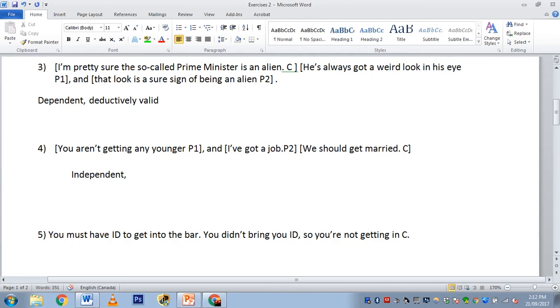And is this deductively valid, inductively valid, or invalid? Yeah, this is really a terrible argument. This is one of the worst. I think this is the worst argument on the thing. None of us are getting any younger. Nobody ever gets any younger. It's a dumb thing to say.